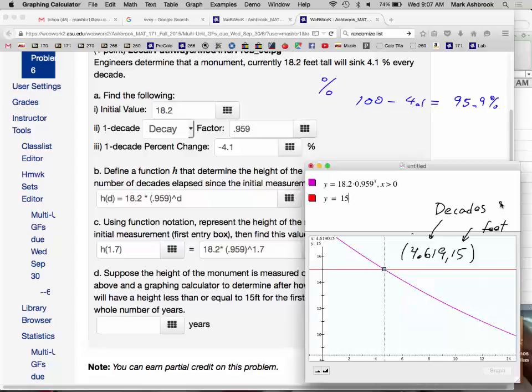Okay, but then it asks for years. So how many years is that? 46.19 years. So we've got to think about this here. After 46 years, has it reached 15? Has it shrunk down to 15 feet yet? At 46 years? No. It's in the 47th year, right? So after 46 years, it's still going to be a little bit taller than 15. And a little bit into the 47th year, it will reach down to this height of 15.